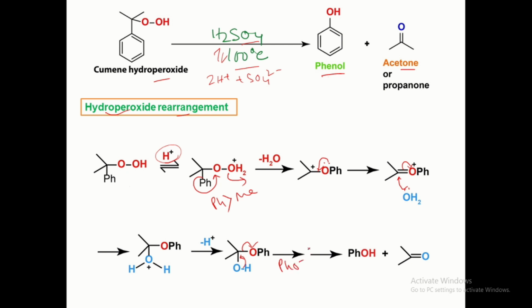This phenoxide ion takes one H+ ion from the medium and forms phenol, and the rest part is acetone. In this way, phenol and acetone are formed from cumene hydroperoxide. Hope you have understood today's discussion.